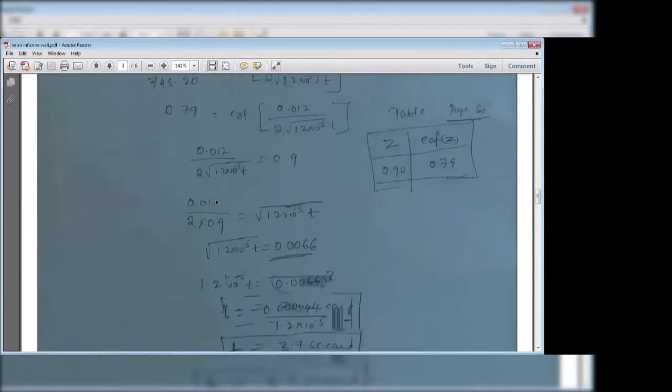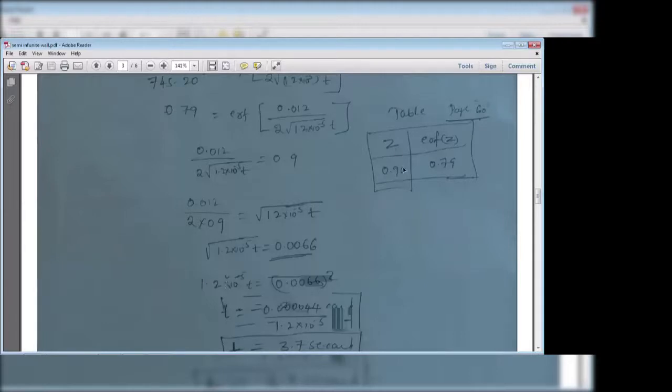Substitute the values of x here, substitute the values of alpha t here, and this gives the Z value. So you can note down the table. The table is there: erf of Z value is 0.79 here, and Z value is 0.90.